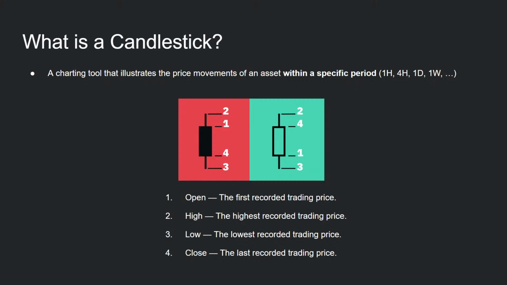Note that if the price is going down, the opening price is above the closing price, and this is usually represented by a red or black candlestick. But when the market is moving up, we have the opposite. So the opening price is below the closing price, and this is usually represented by a green or white candlestick. Next slide, please.